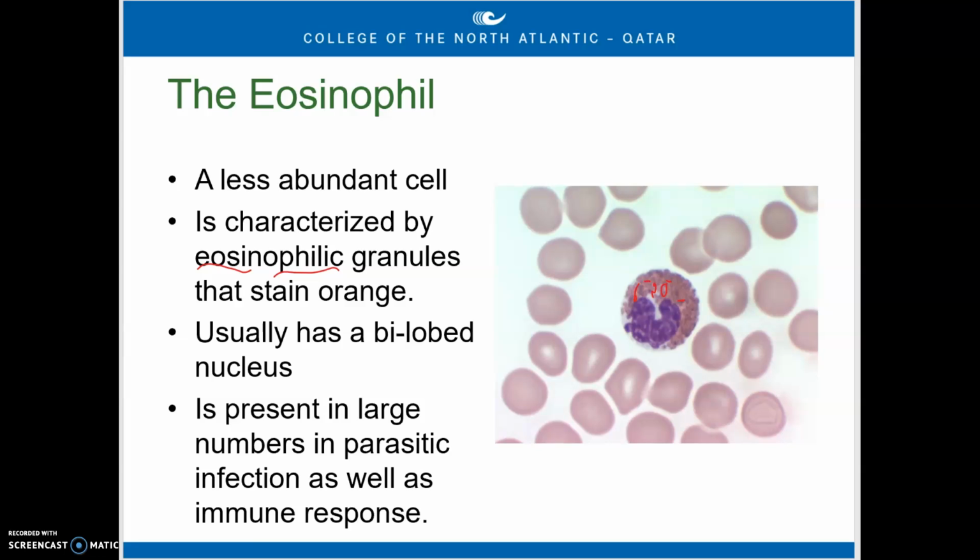They usually have a bilobed nucleus. So if we look at this nucleus, it's got one lobe there, and it's got the other lobe right there. So it's kind of shaped like a U. That's a bilobed nucleus. And this is the white blood cell that we'll see if you get a parasitic infection. Okay, this is the one that will respond. When the immune response rises, there'll be a lot of eosinophils.